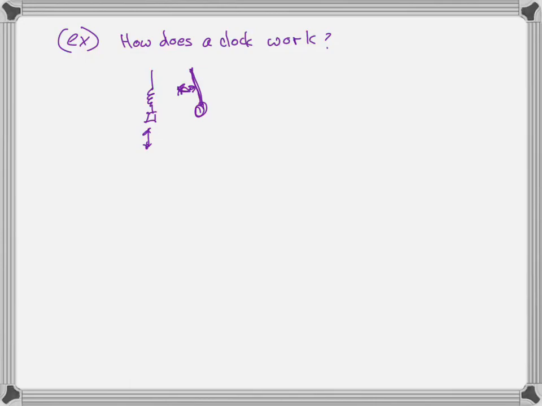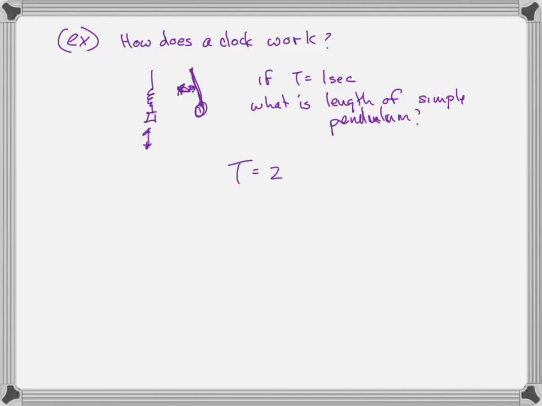So let's just talk about if I wanted a pendulum that swung back and forth that had a period of 1 second. If T is equal to 1 second, we figured out what kind of mass and spring we needed when we talked about mass and springs. But now let's figure out what should the length of the simple pendulum be. Well, that's just a plug-in, as many of these things are.